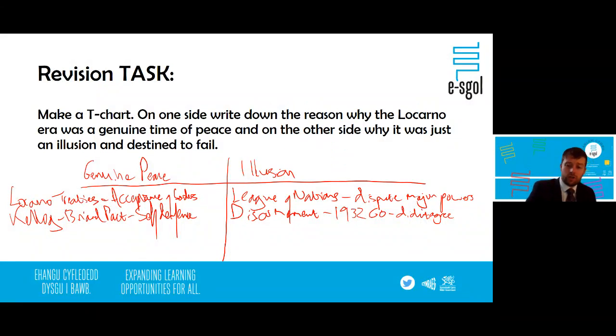In terms of the League of Nations, you also have a lack of support from the key powers at the time, from Britain, France. You have the USA not involved. The only country really at this point that could have acted as that peacekeeper, that could have backed up what the League was saying.